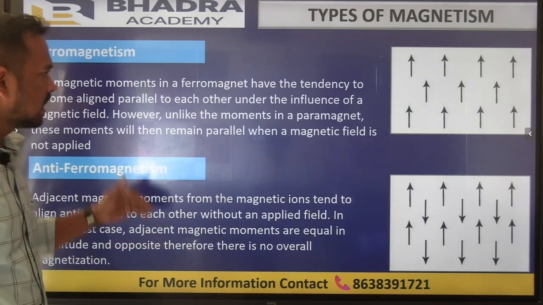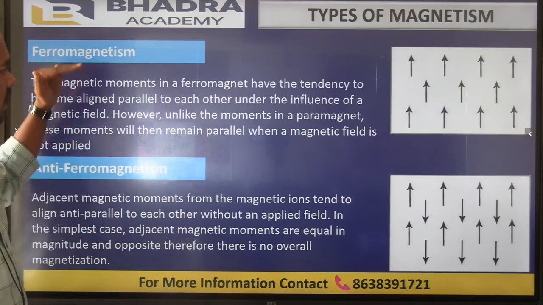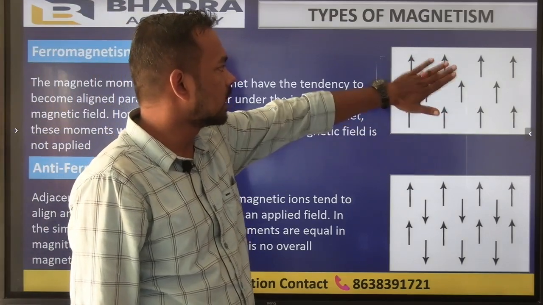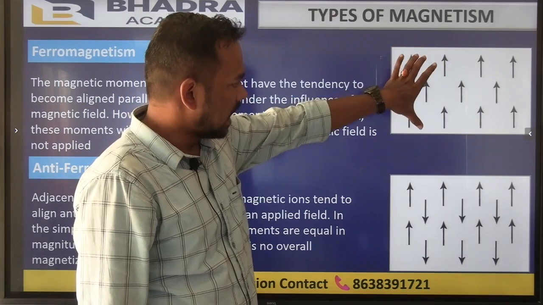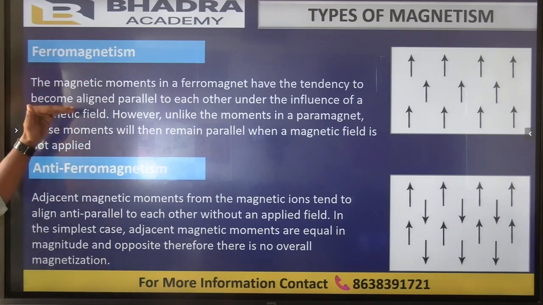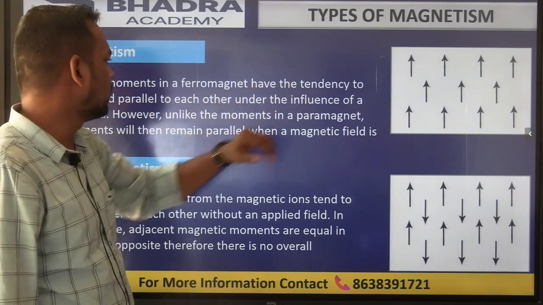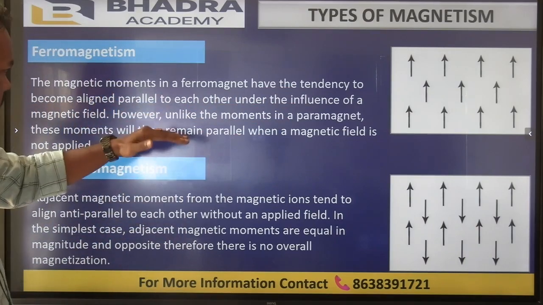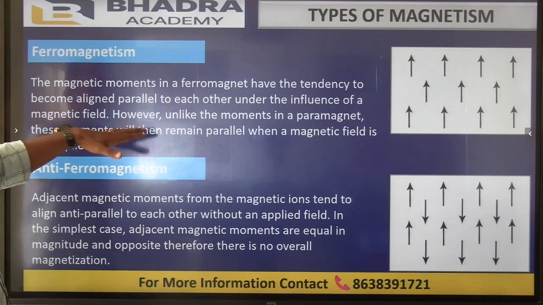Similarly, the next is ferromagnetism. In ferromagnetism all the magnetic moments are aligned in a particular direction, and now we have the whole material as a permanent magnet. All the magnetic moments in a ferromagnet have the tendency to align parallel to each other and influence the magnetic field.